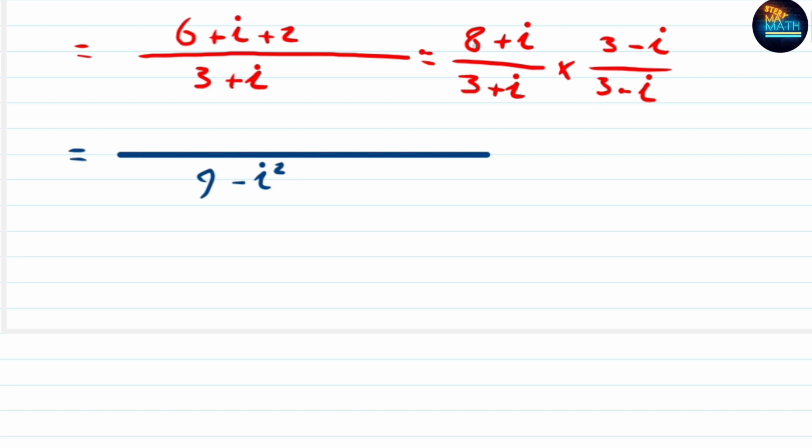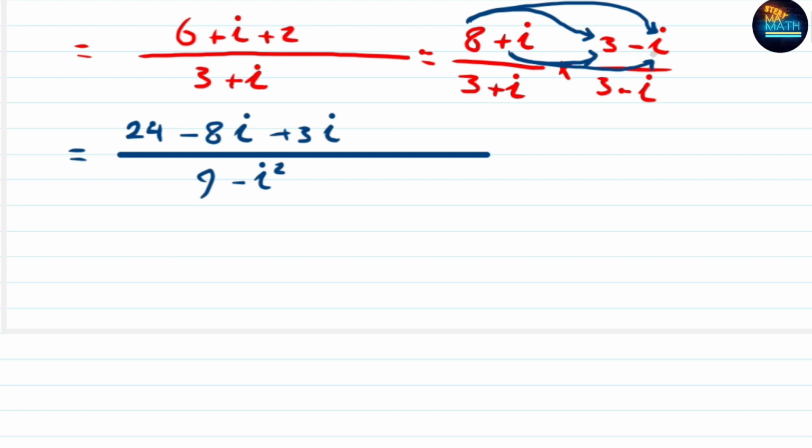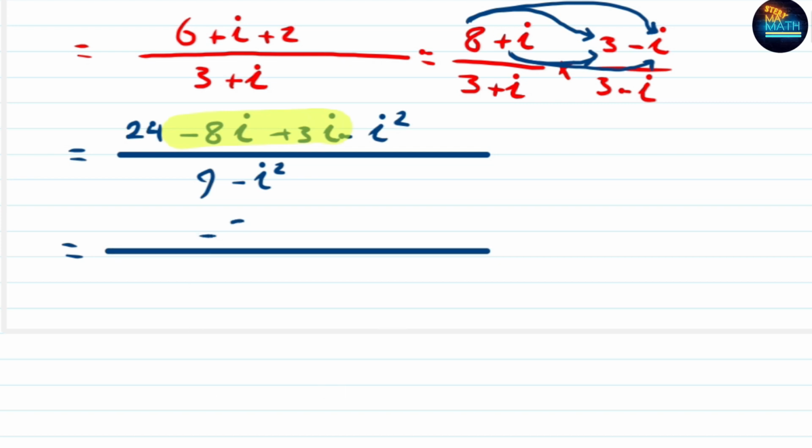And here, 8 times 3 is 24, and 8 times negative i is negative 8i. And go back and multiply i by the second parentheses. i times 3 is 3i, and i times negative i is negative i squared. Again, you have like terms, negative 8i and 3i, so it's negative 5i, and you have 24 first. And negative i squared means negative times negative 1, which is positive 1.